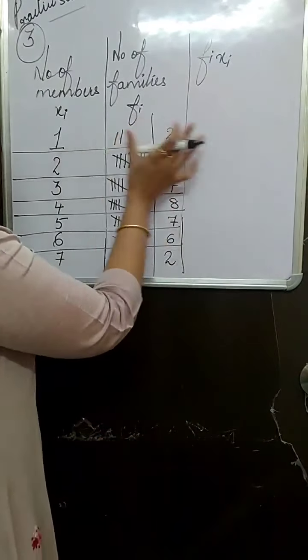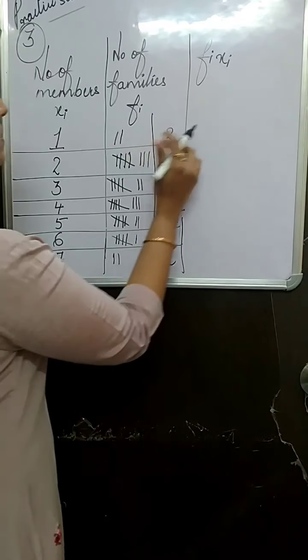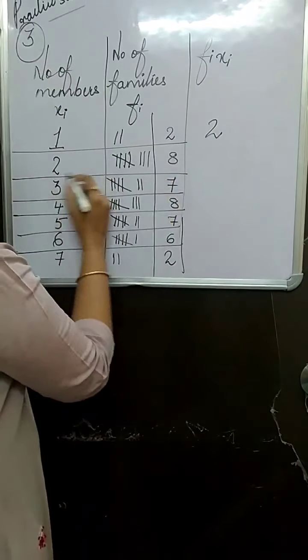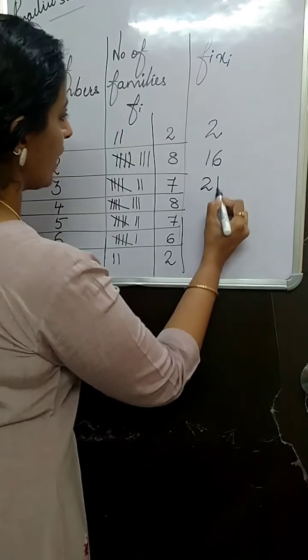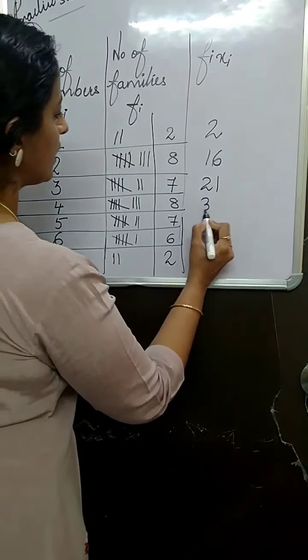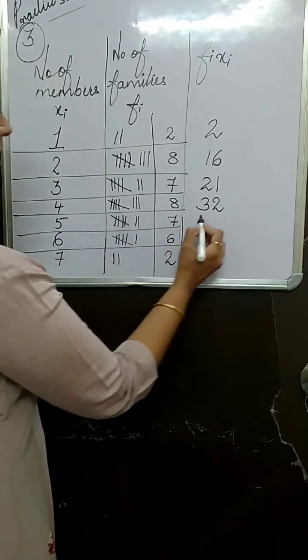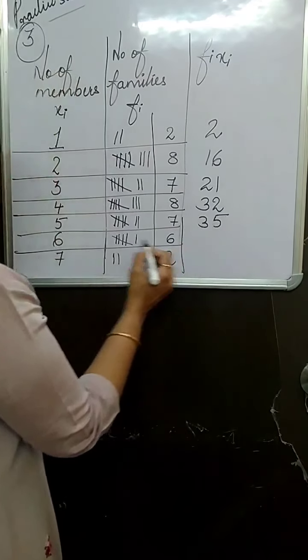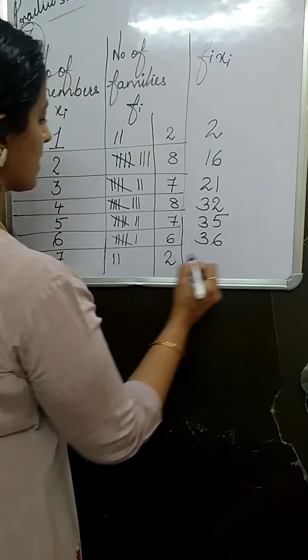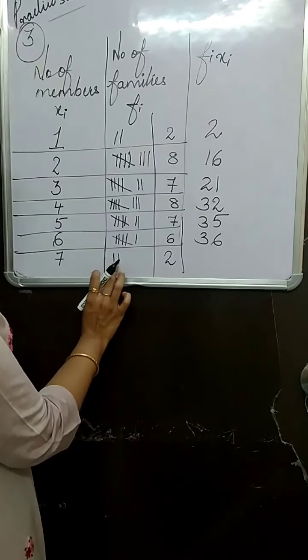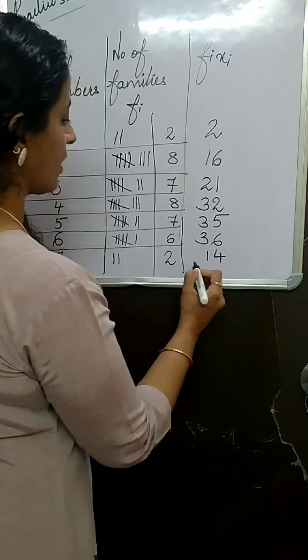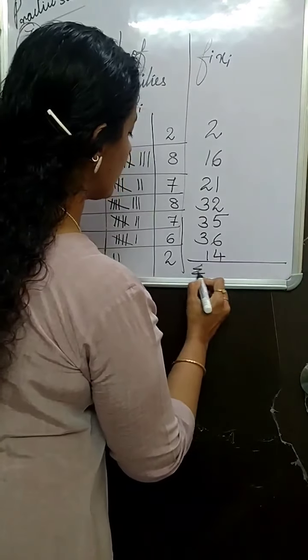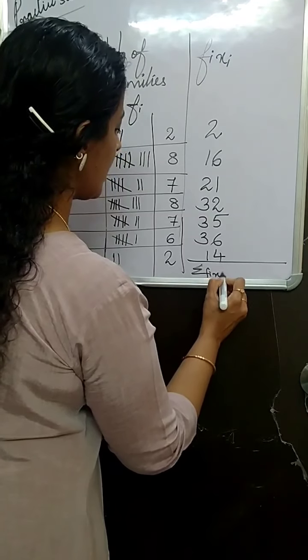Okay. Now find out the total. 2 ones are 2. 8 twos are 16. 7 threes are 21. 8 fours are 32. 7 fives are 35. 6 sixes are 36. 7 twos are 14. Find out the sum here, sum of Fi Xi.